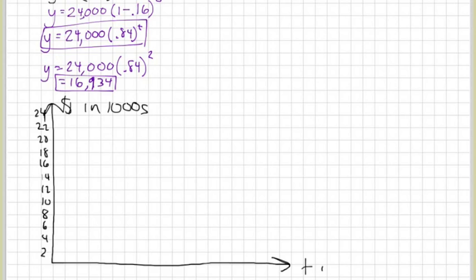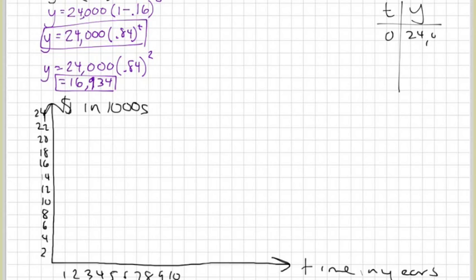And then our other axis is going to be time in years. And we're going to make a chart for this. So 0 is always easy to plug in because at time 0 our car had its full value of $24,000. We already plugged in 2 and got 16,934. Feel free to round these off.